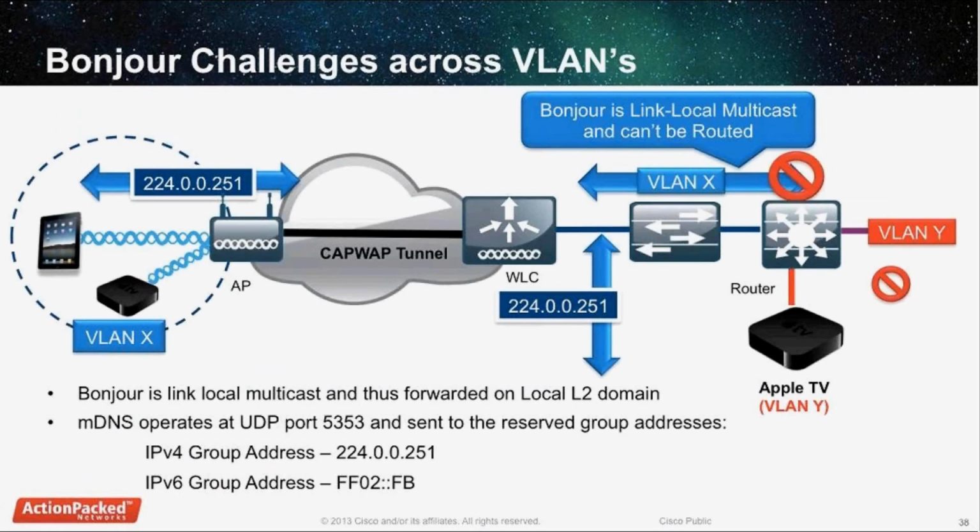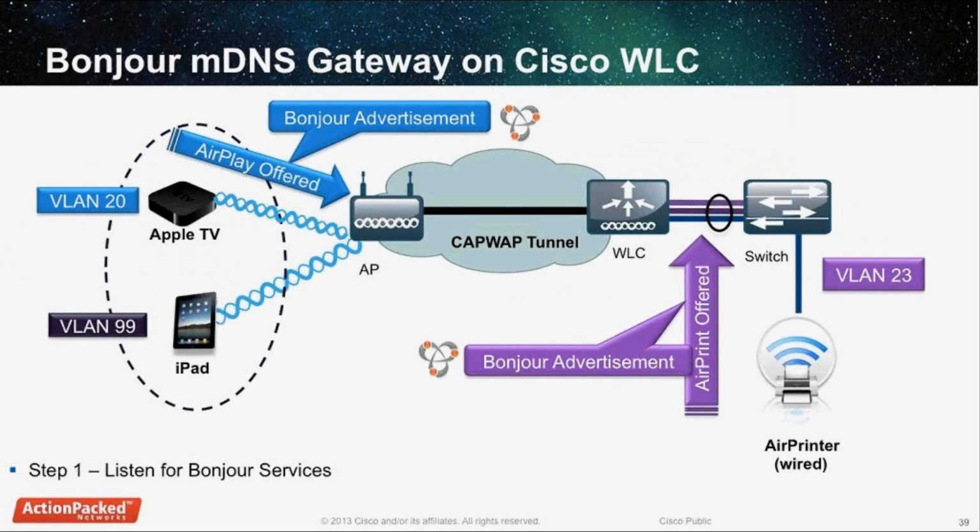That's where the Bonjour challenge comes in. In this scenario, you have your Apple TV and your iPad on the left on VLAN X, and they can discover each other perfectly fine. But if your iPad wants to discover the Apple TV on the right, which is on VLAN Y, the router is going to drop that link local multicast because it can't be routed. That's where the mDNS gateway on the Cisco Wireless LAN controller helps you.